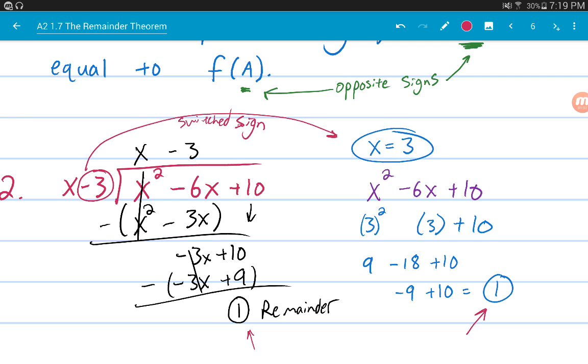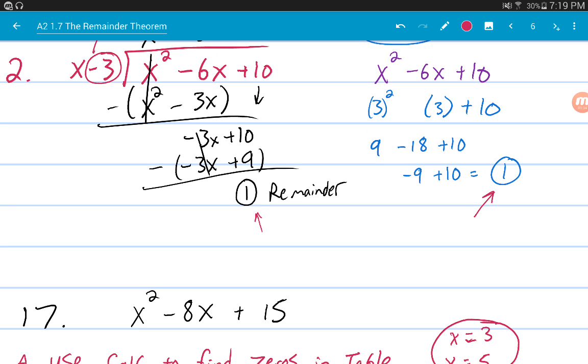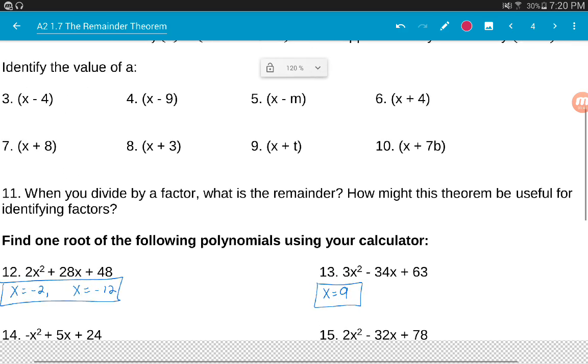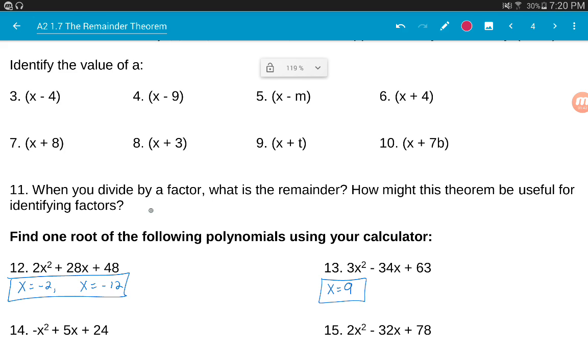Now what remainders do I want? That's pretty easy. I want things with a 0 remainder. So we'd written on the front here, for number 11, when you divide by a factor, what is the remainder? I don't know how this got erased, but 0 remainder means factor. So if you get a 0 remainder, it means that whatever you've divided by is a factor.